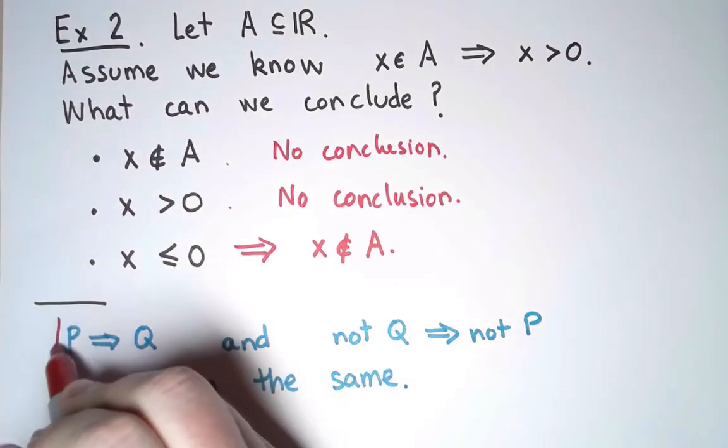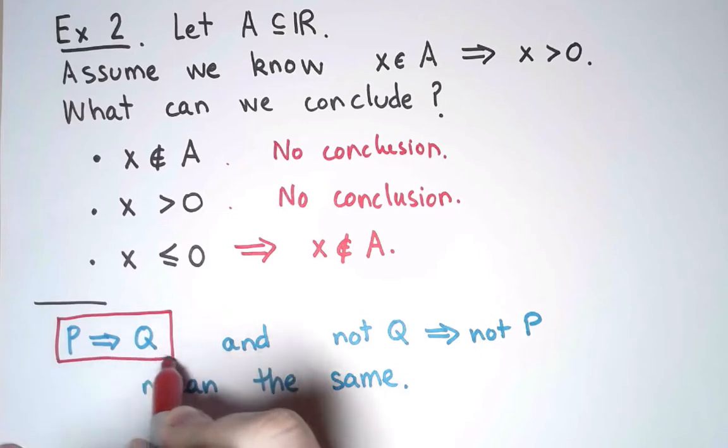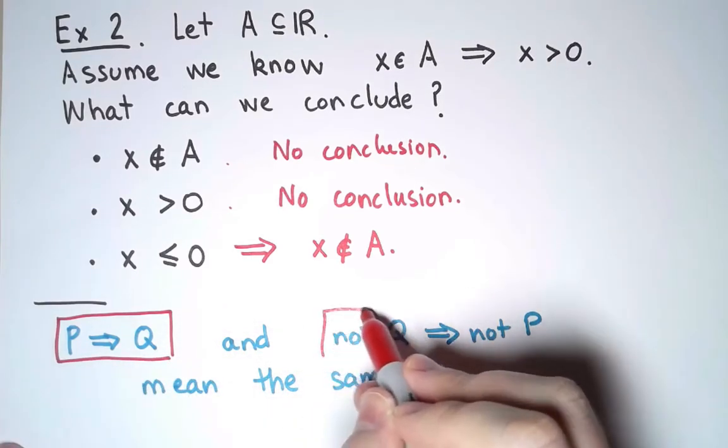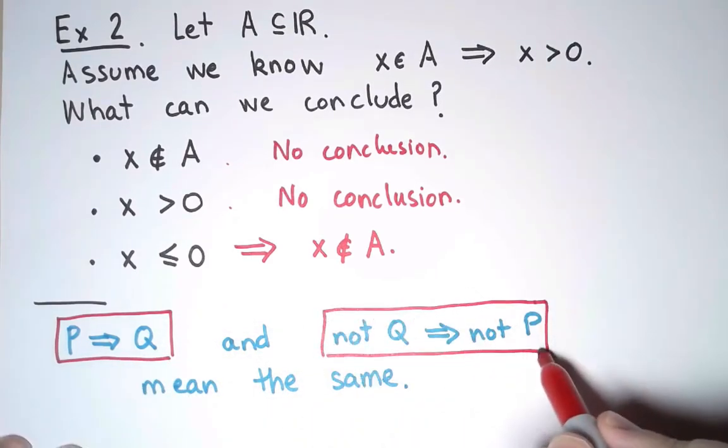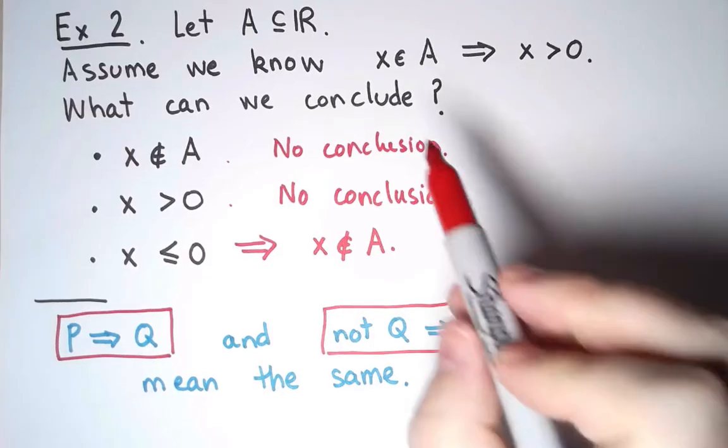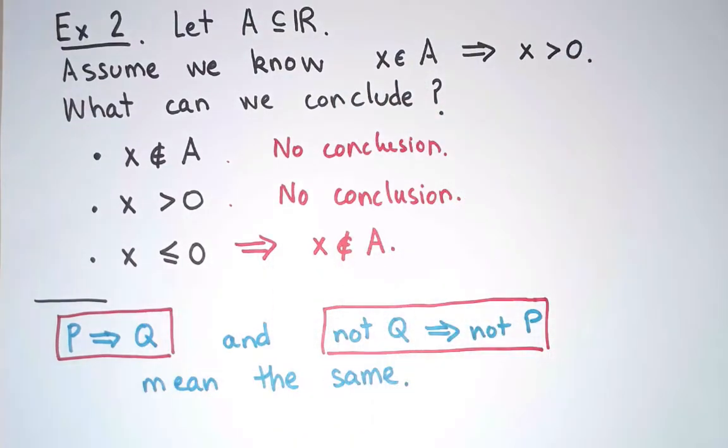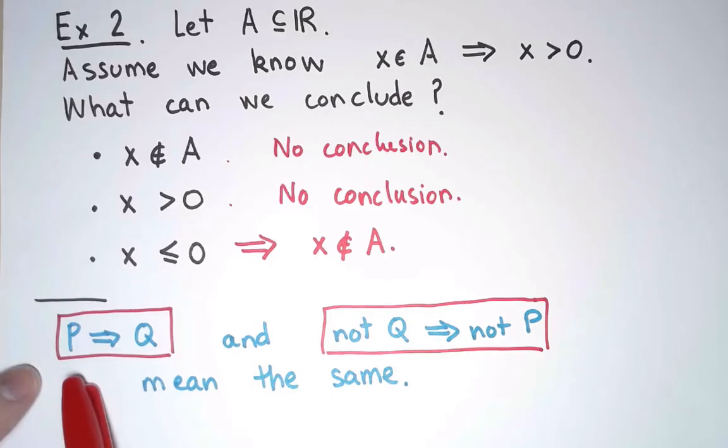Whenever you have an implication, like P implies Q, you get for free another implication, which is not Q implies not P. P implies Q and not Q implies not P. This one and this one mean exactly the same thing. Be careful. When you have P implies Q, you cannot conclude that not P implies not Q. But you can always conclude that not Q implies not P. And this comes in handy.